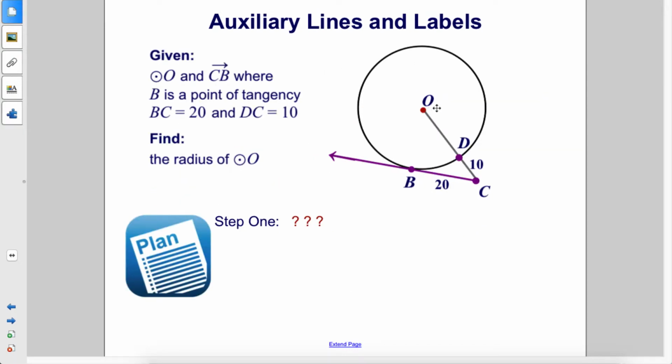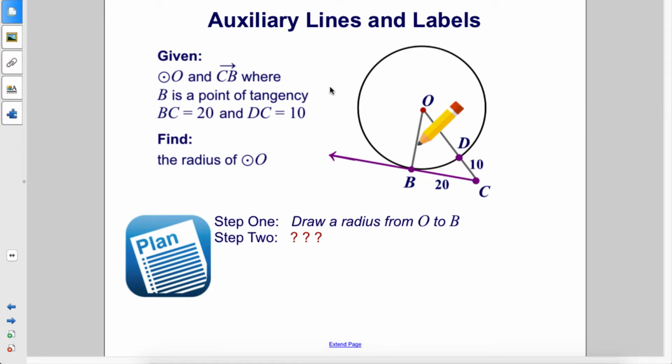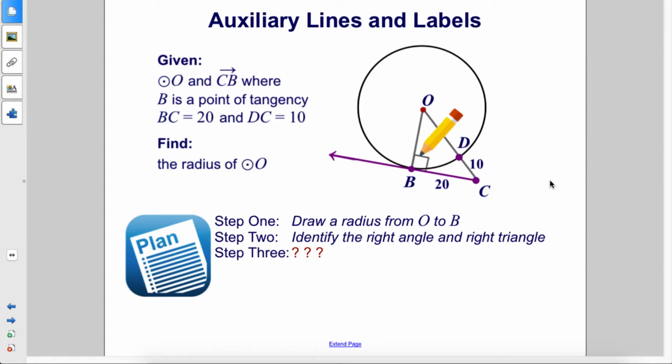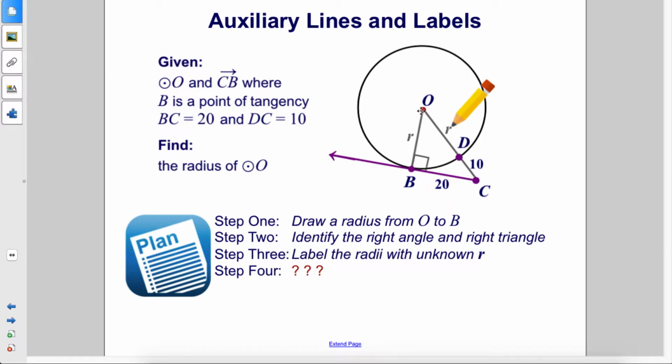Given circle O and ray CB, where B is a point of tangency, BC equals 20 and DC equals 10, find the radius of circle O. Step 1, draw the radius. Step 2, identify the right angle and the right triangle. Step 3, label the radii with the letter r. Step 4, solve using the Pythagorean theorem.